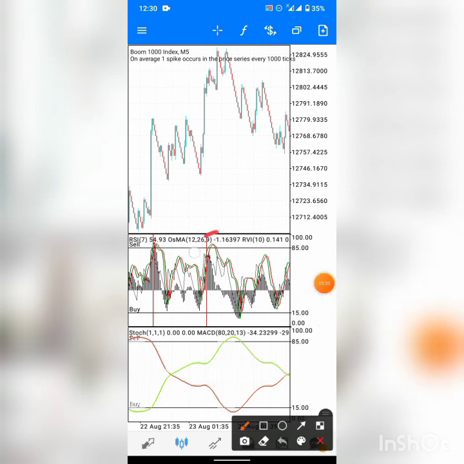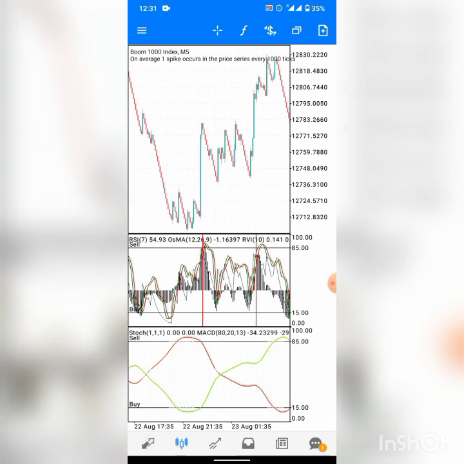there was a touch in level 85, but we didn't get a confirmation in the stochastic in the indicator window 2, and as you can see, the market spiked. So we wait for confirmation on the indicator window 2. Then you can see if you enter here, we make 5 to 10 pips, we close the market, we close the trade.